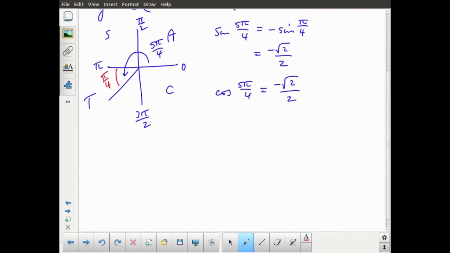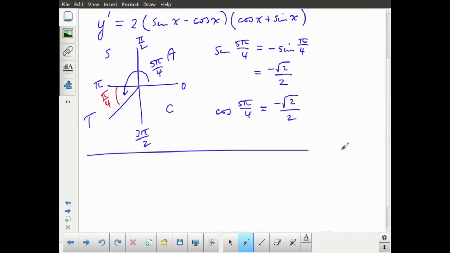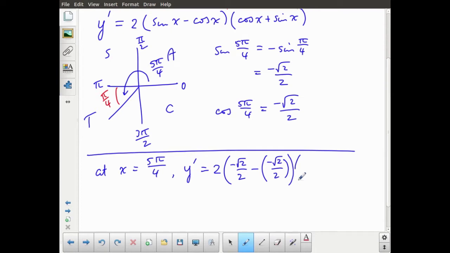Let's leave myself enough room to write this, but still see our original expression. At x equal 5 pi by 4, y prime is equal to 2. And now the sine of 5 pi by 4 is negative root 2 over 2. And this is going to be minus the cosine, which is also negative root 2 over 2. And then the second bracket is cos plus sine. So that's going to be negative root 2 over 2. And this one's going to be plus a negative, which is just minus. Actually, let's go ahead and write it. We'll just say plus negative root 2 over 2.